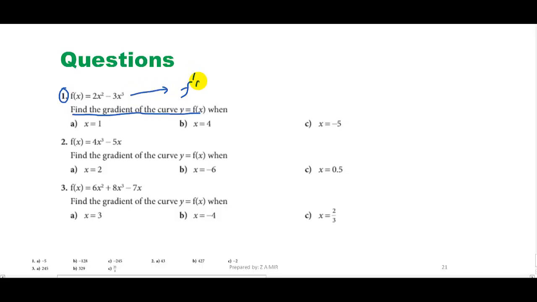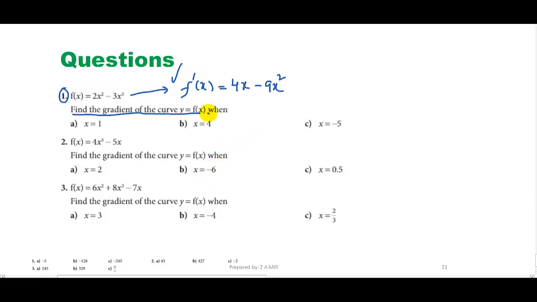I'm doing it directly. Now I will do it directly. So the power will come down. 2 2s are 4x. The power will come down, 3 3s are 9, minus 9x squared. See, I did it in one step. I found the derivative in one step. You can also do that.